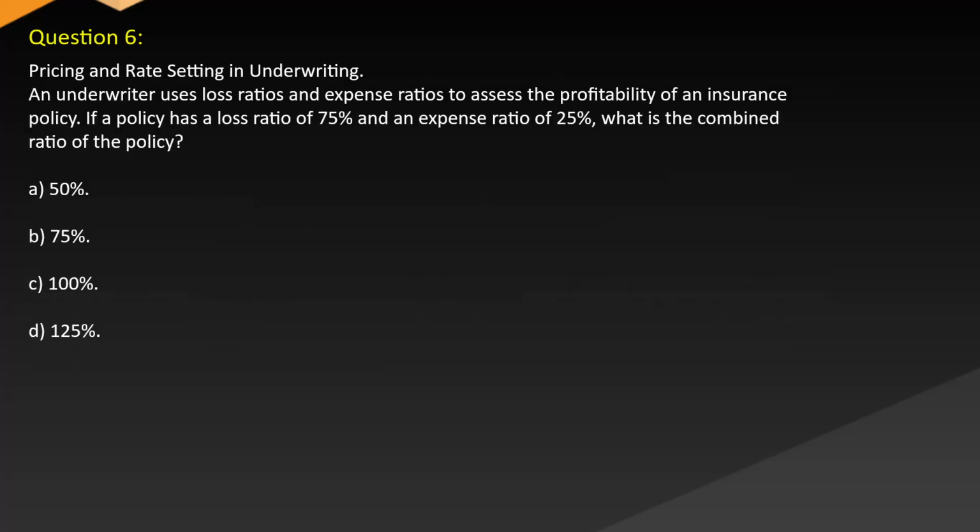higher premium. Question 6. Pricing and rate setting in underwriting. An underwriter uses loss ratios and expense ratios to assess the profitability of an insurance policy. If the policy has a loss ratio of 75% and an expense ratio of 25%, what is the combined ratio of the policy? A. 50%, B. 75%, C. 100%, D. 125%.